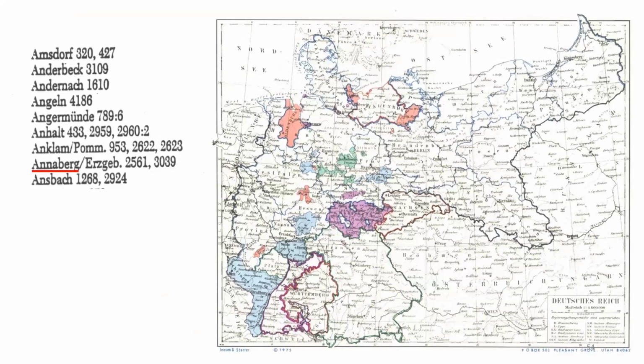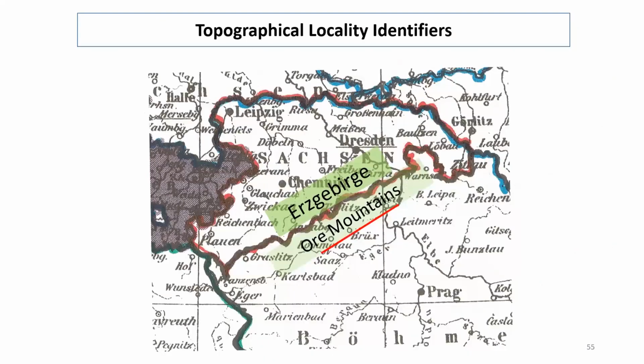Next, we have the town of Annaberg. It has a topographical clarifier identified with the abbreviation ERZGEB, which stands for Erzgebirge. Translated, that means the Ore Mountains. It is also found in the Kingdom of Saxony. It is a range of mountains that borders the Czech Republic today.